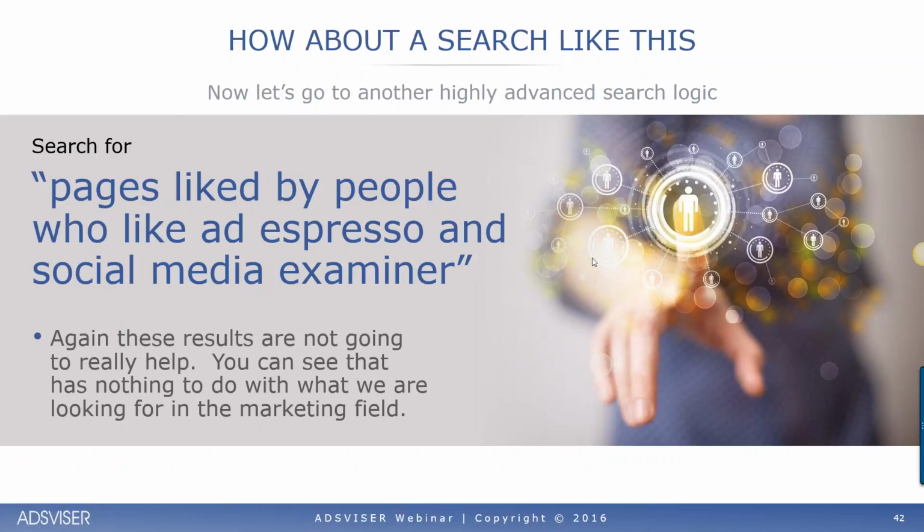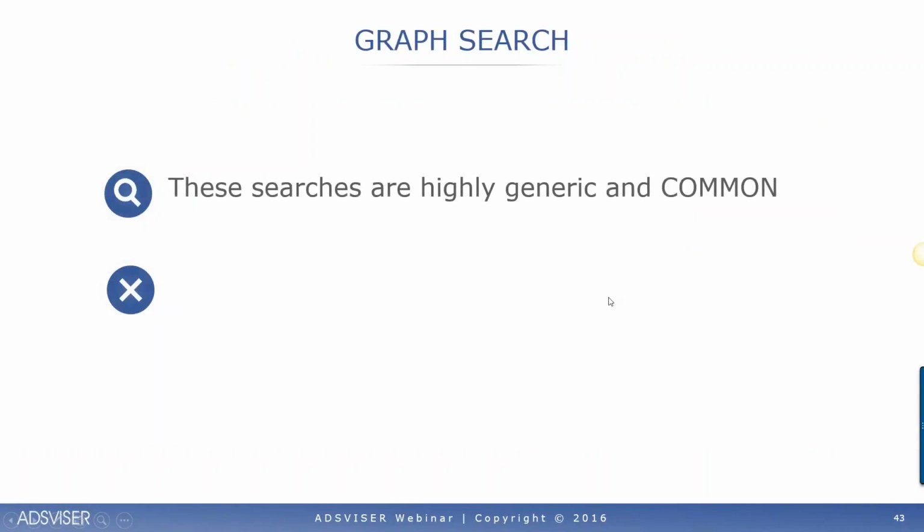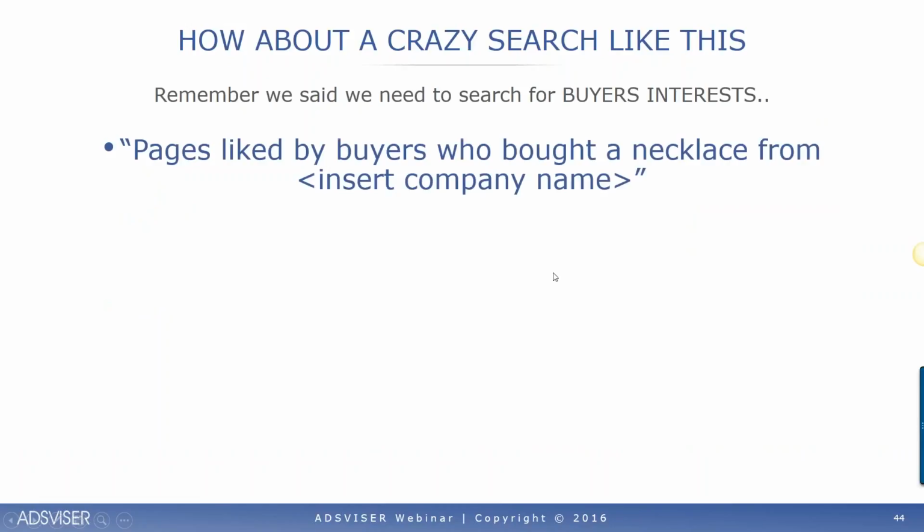So we're going to go to the fact that graph search does not work. These searches are highly, highly generic and they're very, very common. They don't work. Basically, what we need to do is try and find something very, very specific. Remember we said we need to search for buyers' interests, okay? Let's see if we can get really, really complicated and ask Uncle Facebook to see if we can actually find something related to buyers, okay?